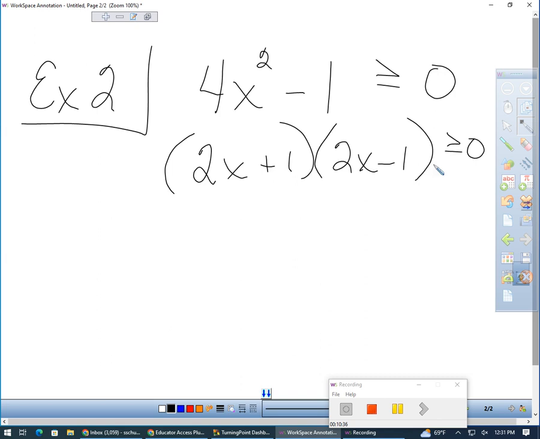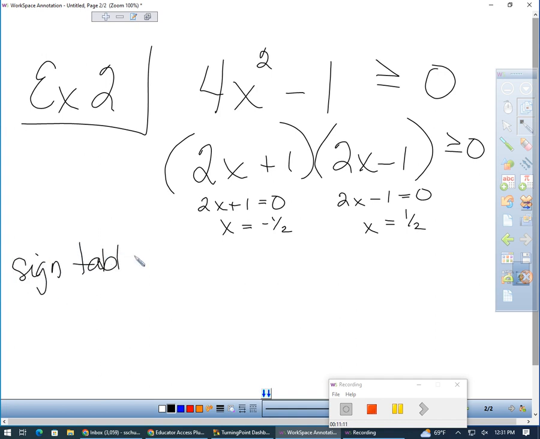Okay. Then our zeros, where it actually crosses at, I would take this 2x plus 1, set that equal to 0. So I get x equals negative 1/2. And then this one, I would take that, set that equal to 0, and I get x equals positive 1/2. All right, now, that's technically your zeros. We're going to do what we call a sign table. This sign table is going to help us decide where it is greater than or equal to 0. So in a sign table, we draw a line, we put a mark at negative 1/2, and we put a mark at positive 1/2.